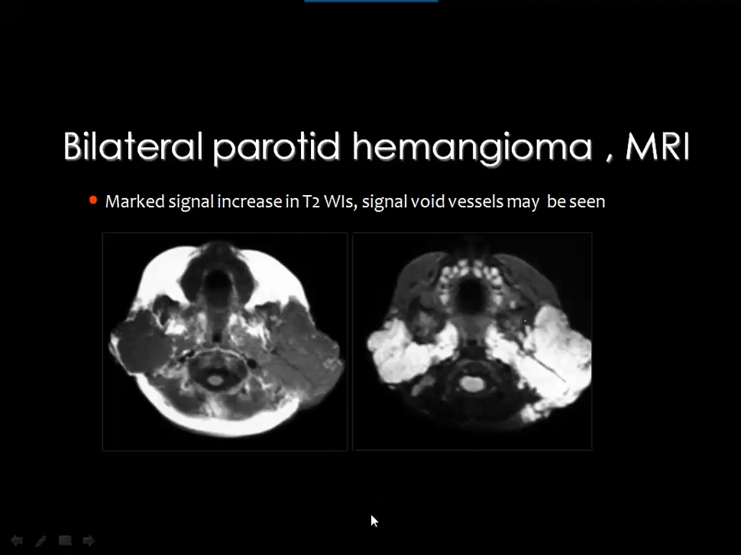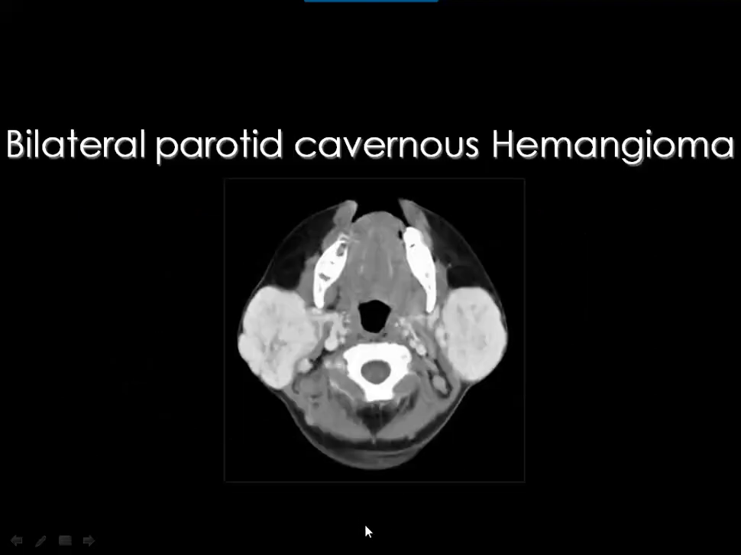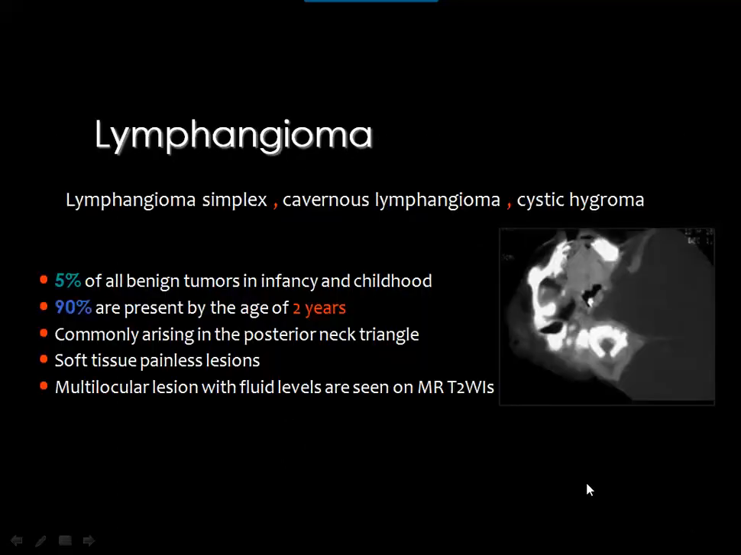You know that hemangioma will show very bright signal in the T2 weighted images. And this is bilateral parotid gland hemangiomas by contrast enhanced CT. You can see the strong enhancement of the lesions.